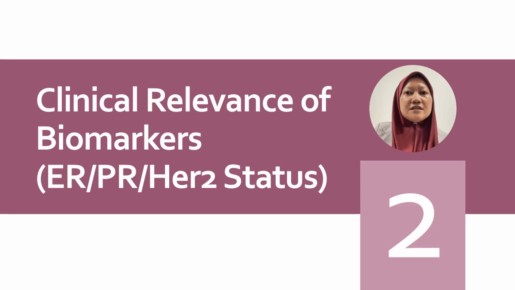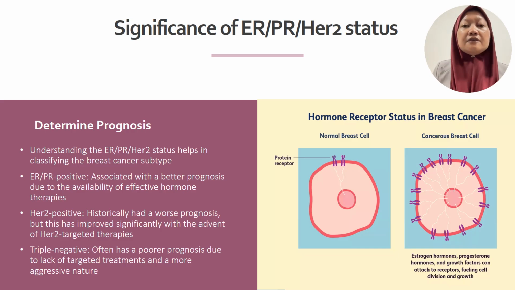So why is it important for you as nurses to understand these biomarkers? First and foremost, understanding the ER, PR, HER2 status is vital because it allows us to accurately determine the prognosis of breast cancer. By classifying the cancer into specific subtypes based on the biomarkers, we can predict how the disease is likely to progress and respond to treatment.